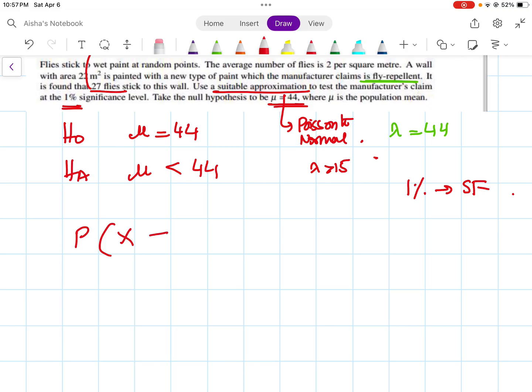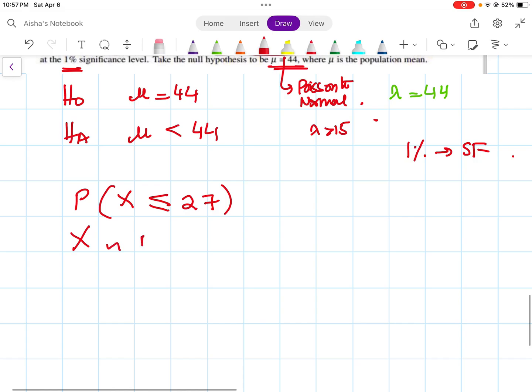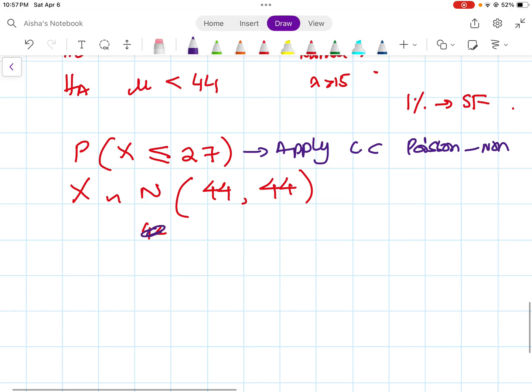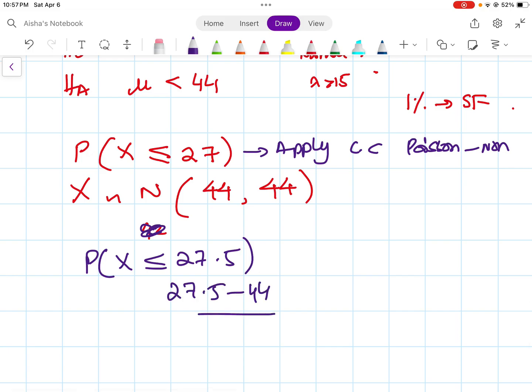Now probability of X is less than or equal to 27 is what you have to find out. And let's define the parameters. In normal, lambda is also 44 and mu, like mean and variance, both are the same. So we will use this 44. Now apply continuity correction. Why apply continuity correction? Because we are moving from Poisson to normal. So this is going to be (27.5 minus 44) divided by the square root of 44.